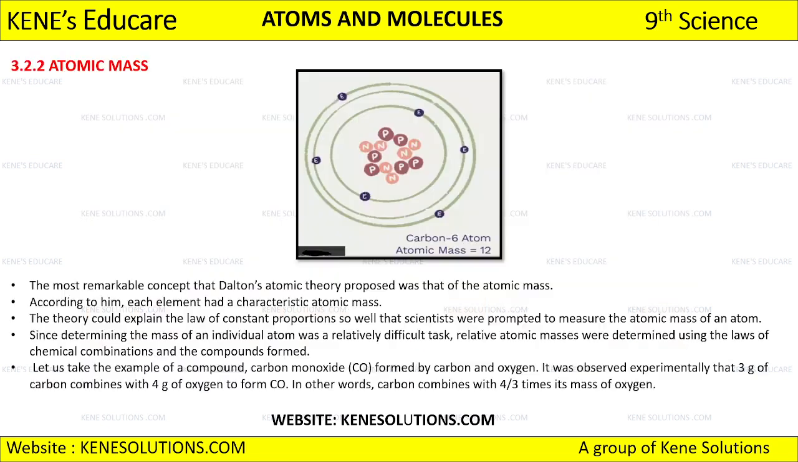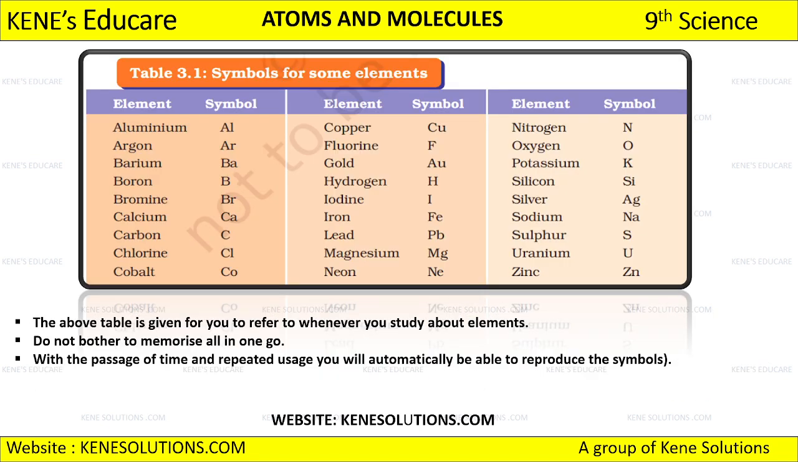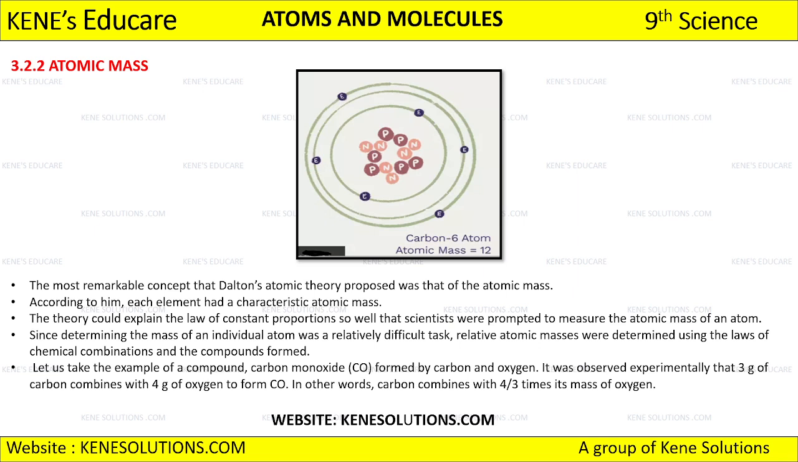I hope everyone is going through all the symbols. Okay, after the symbols, we have the next topic to discuss, that is atomic mass. See, the most remarkable concept that Dalton's atomic theory proposed was that of the atomic mass. According to him, each element had a characteristic atomic mass, right? The theory could explain the law of constant proportion so well that scientists were prompted to measure the atomic mass of an atom.